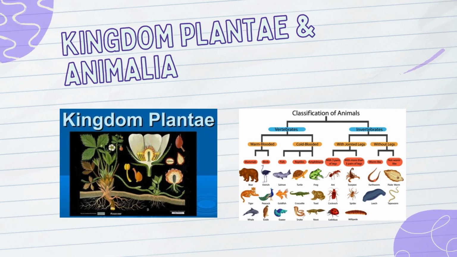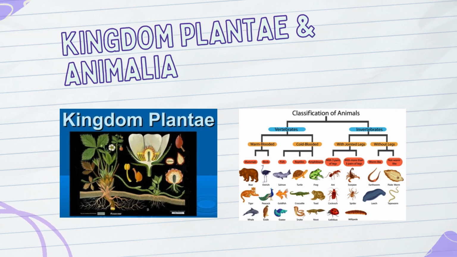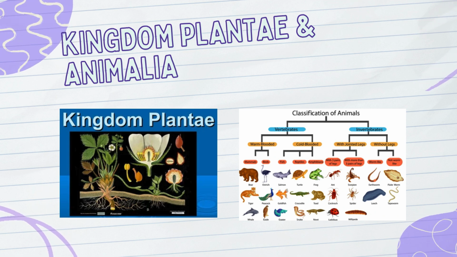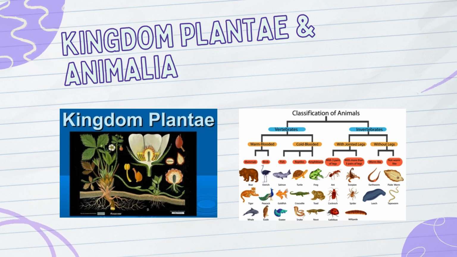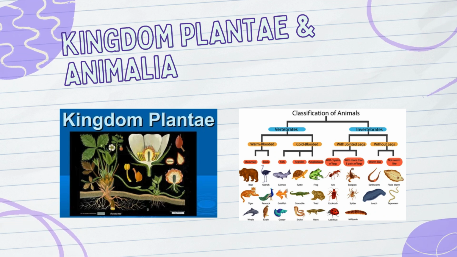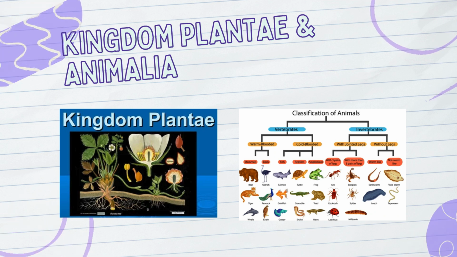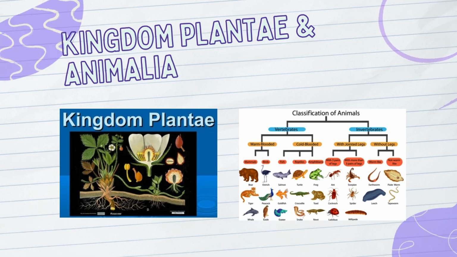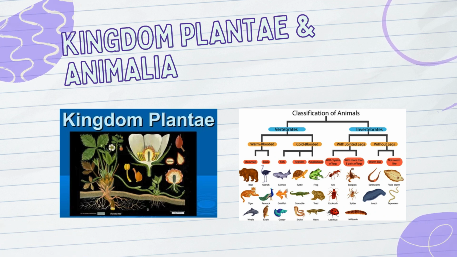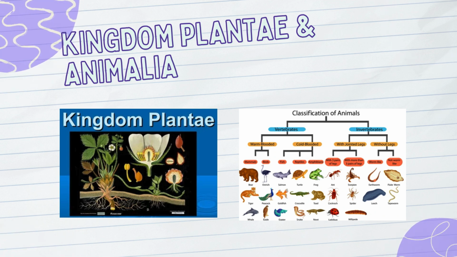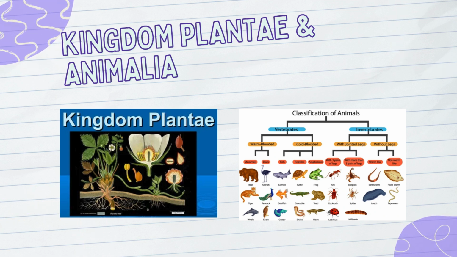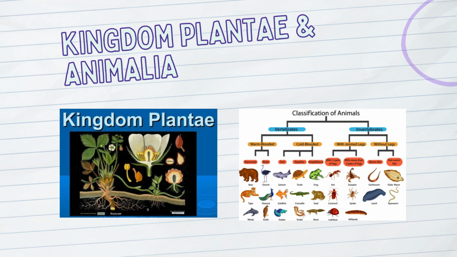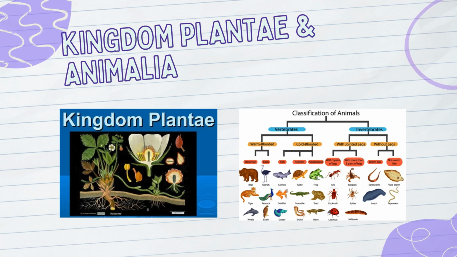Then we have the last two kingdoms, which are not related to microorganisms, but we're just going to mention them. We have kingdom Plantae and kingdom Animalia. Plants, which is kingdom Plantae, are eukaryotic. Plants have nuclei. They are multicellular. Their cell wall is made of cellulose. They are autotrophic, meaning they make their own food with photosynthesis, and photosynthesis can only occur if they have chlorophyll. Examples of organisms under this kingdom are trees, grasses, flowering plants, and non-flowering plants.